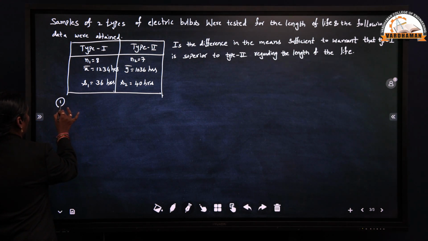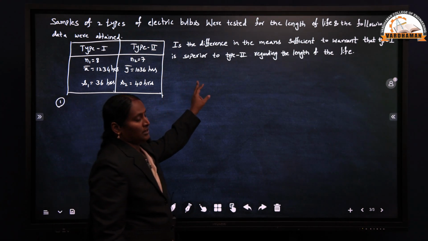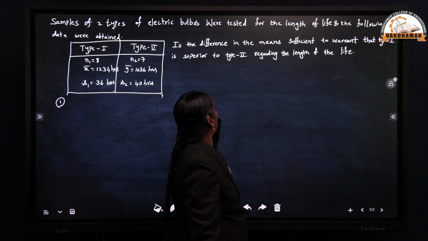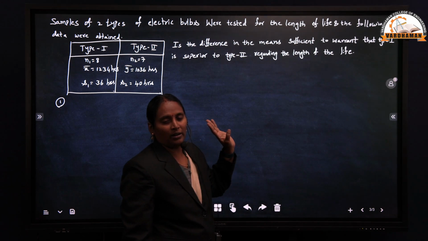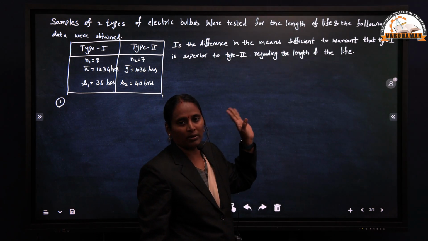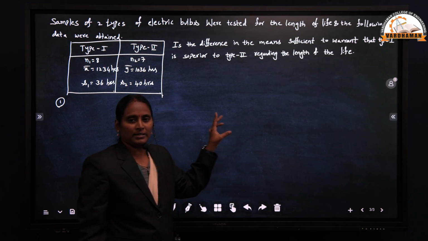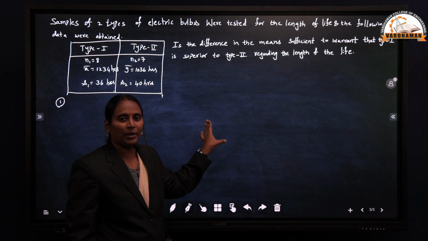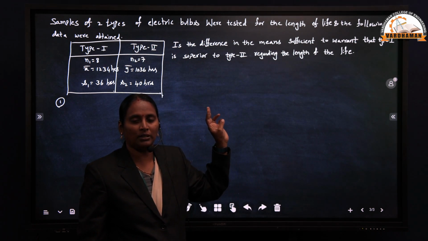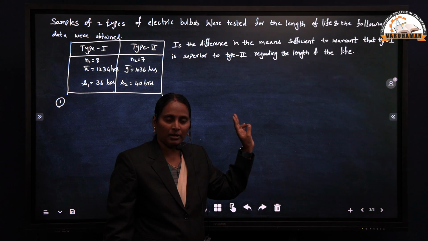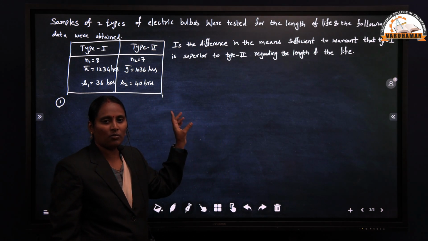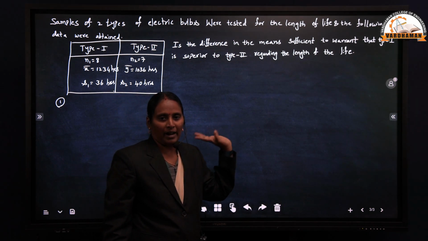Before going to the problem, let us see what they are asking in the given question. Is the difference in the means sufficient to warrant that type 1 is superior to type 2? So they are asking whether type 1 is superior to type 2 regarding the length of life. As we discussed in the last video about the alternative hypothesis, if terms like superior, increasing or larger are there in the given problem, we check that the alternative hypothesis belongs to a right-tail test.